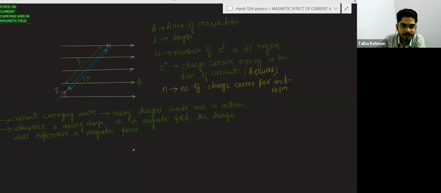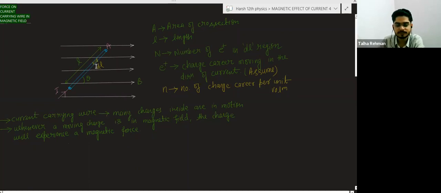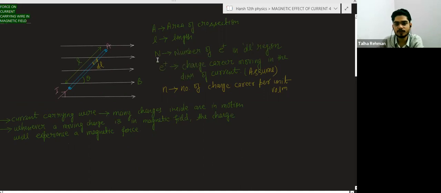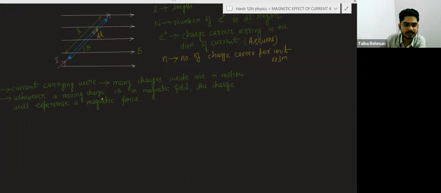Now I am taking a small length of this wire. dL is the small length of the wire. So now see this dL length. In this dL length also there will be the charge carriers e positive. So I am just calculating the force on one e positive. And this e positive inside the conductor is moving in the magnetic field.